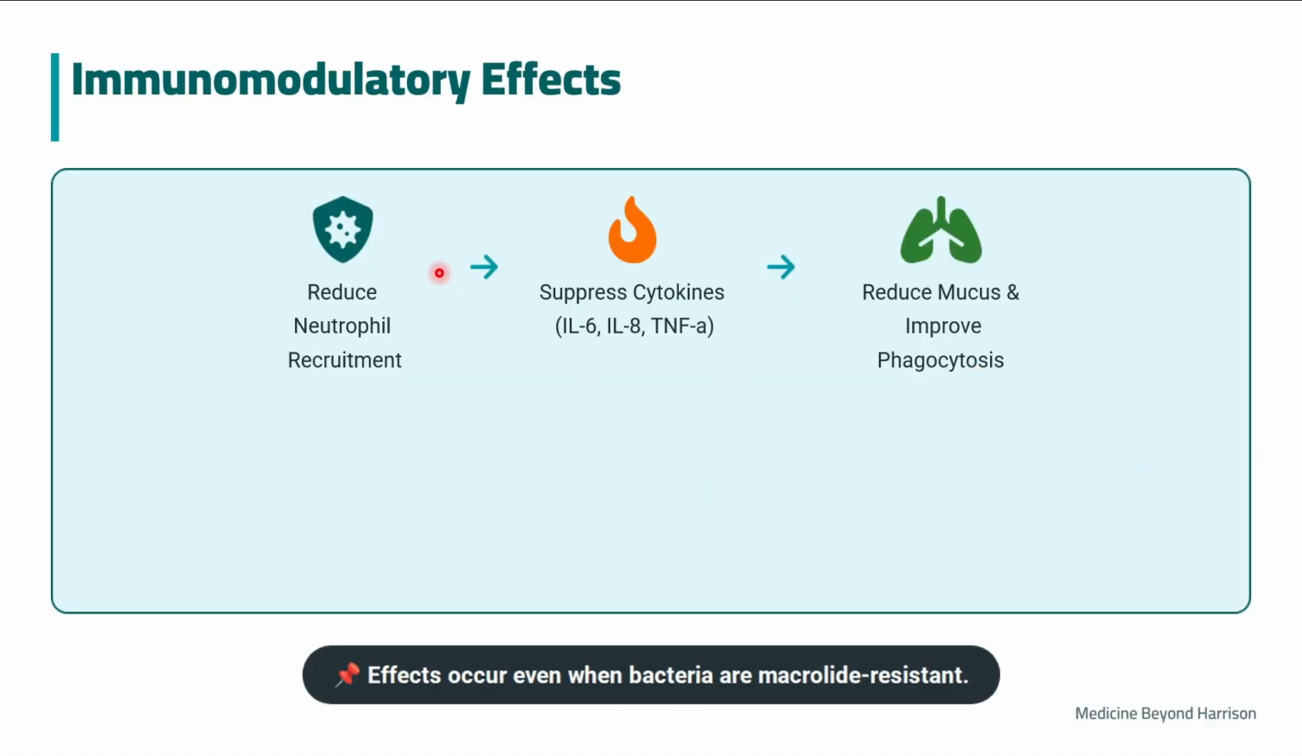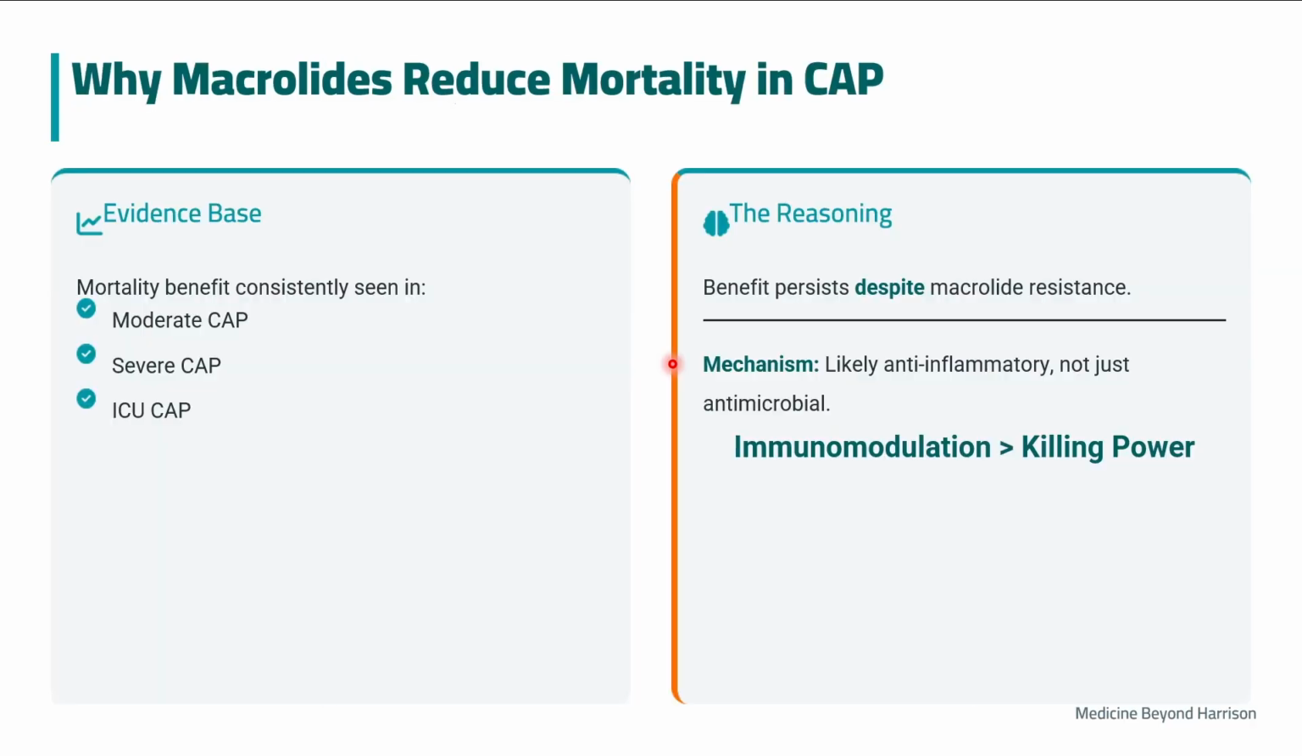It also has immunomodulatory action. It reduces neutrophil recruitment and suppresses cytokine production, mainly IL-6, IL-8, and TNF alpha. It reduces mucus and improves phagocytosis. These effects occur even when bacteria are macrolide resistant. So it can be used to reduce the toxicity of the infection, reduce inflammatory markers and mediators, and improve the survival outcome also. So there is a dual advantage: it acts as an antibacterial as well as an immunomodulator.